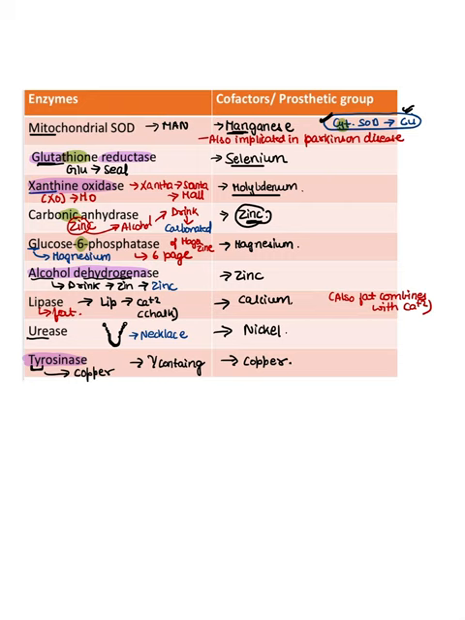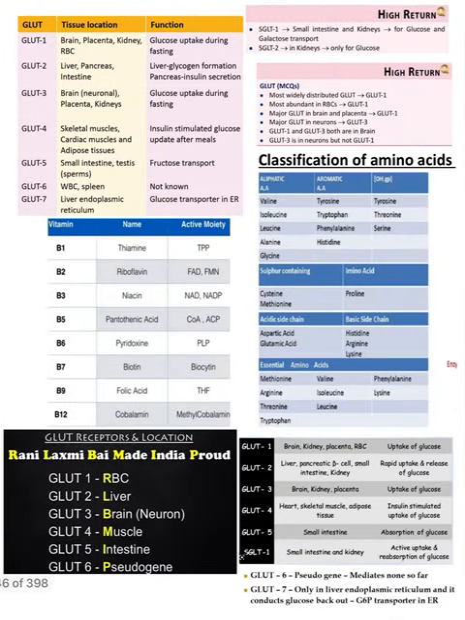Then glucose 6 phosphatase, guys, okay. So this was in gluconeogenesis, that is again magnesium. Alcohol dehydrogenase is again zinc, guys, okay. Carbonic anhydrase is also zinc. Lipase, you know, this lipase, it combines with calcium, the chalk thing which you have read in your pathology also, guys, okay. Urease, how I have remembered, U-shaped necklace, guys, remember, okay. So you can remember it easily, guys, okay. Then tyrosinase is the copper containing enzyme, guys, okay.